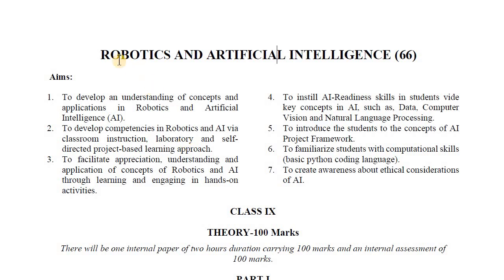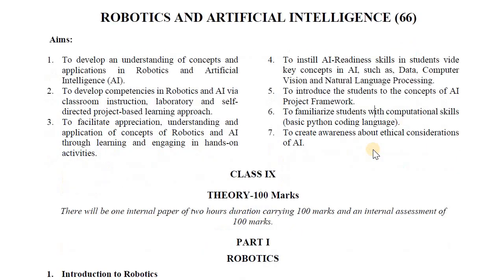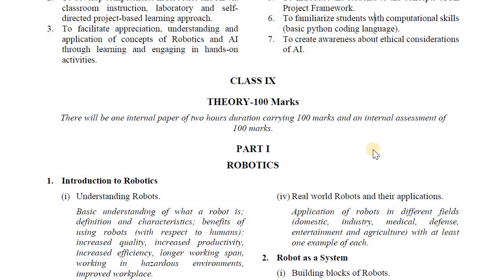Hello students, so as you know, I have already started covering the Robotics and Artificial Intelligence course for class 9 ICSE students, and the course code is 66. Now, we have covered various topics like robotics, how they look like in the real world, right?